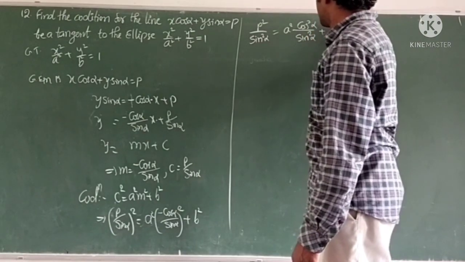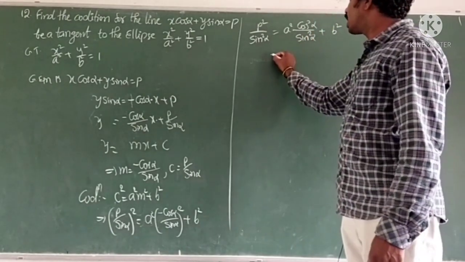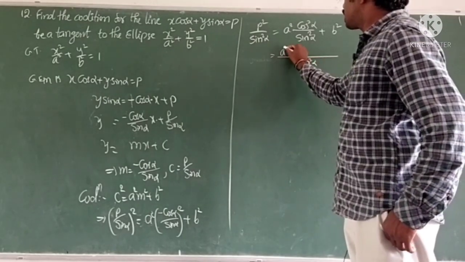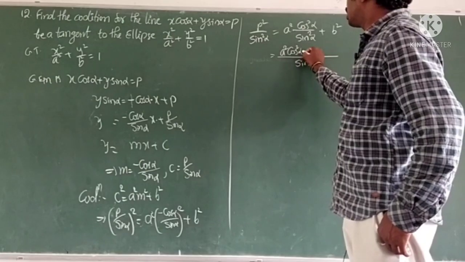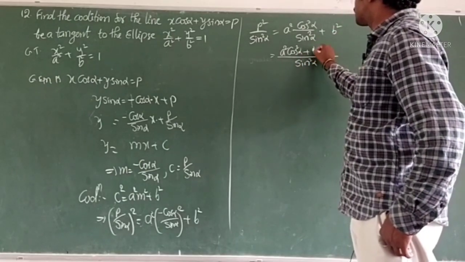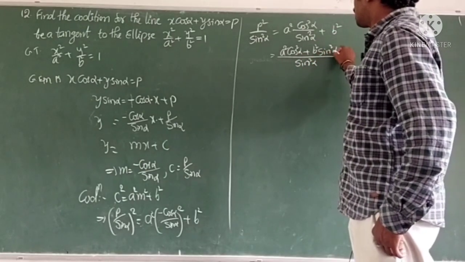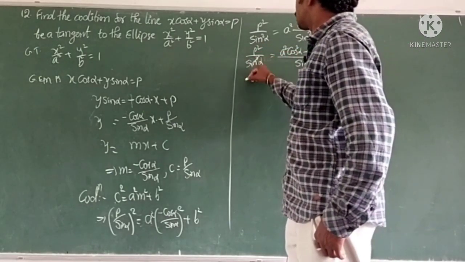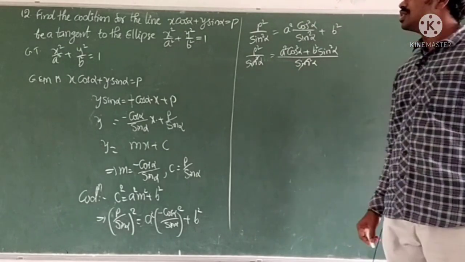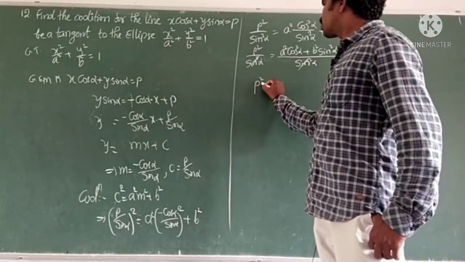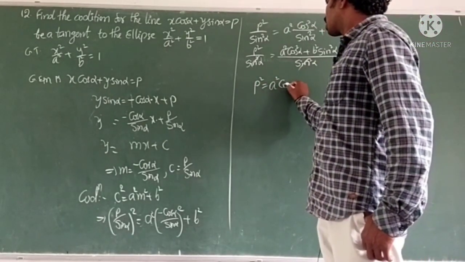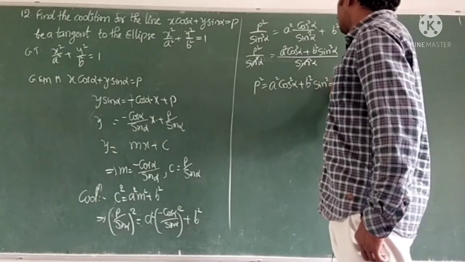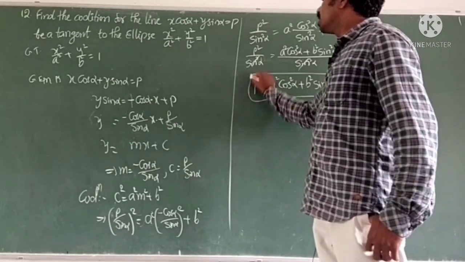plus b square. So here sin square alpha is the LCM. In the numerator, a square cos square alpha plus b square sin square alpha. So p square by sin square alpha is equal to that over sin square alpha. Now both denominators are the same, so they cancel. The remaining is p square equal to a square cos square alpha plus b square sin square alpha. So this is the required condition. That's it. So this is the answer.